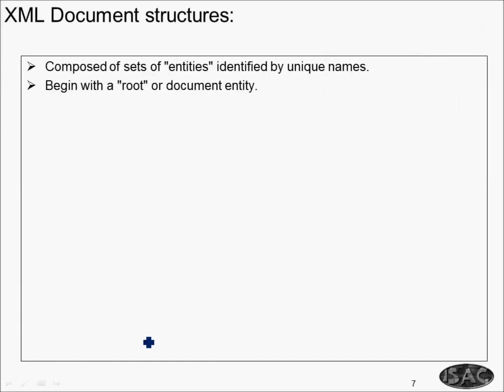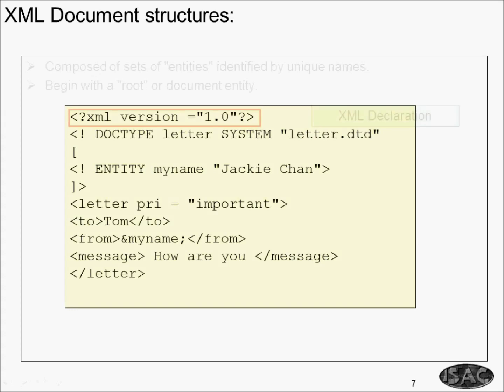Now let us look at what an XML document looks like. What is the basic structure? What is inside it? An XML document is composed of sets of entities identified by unique names, and it always begins with a root or document entity. Let us see what that means.